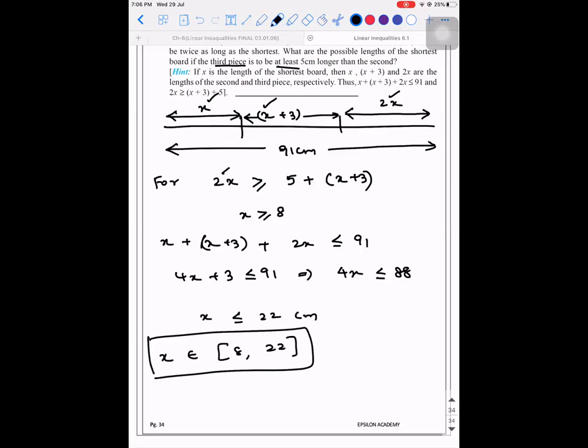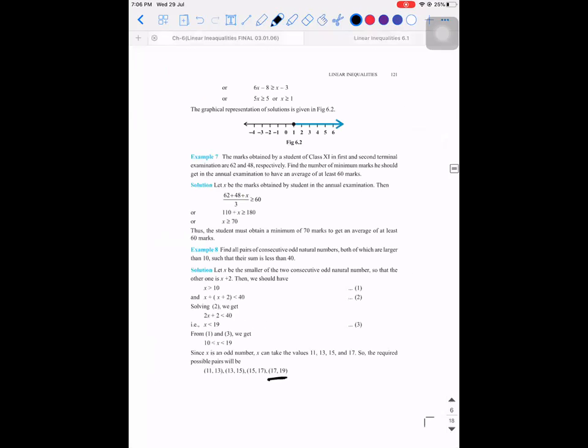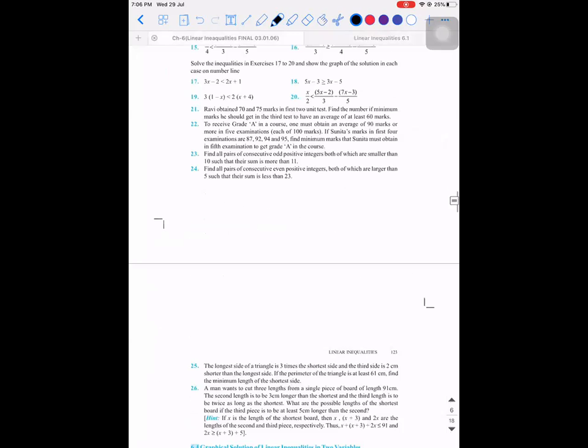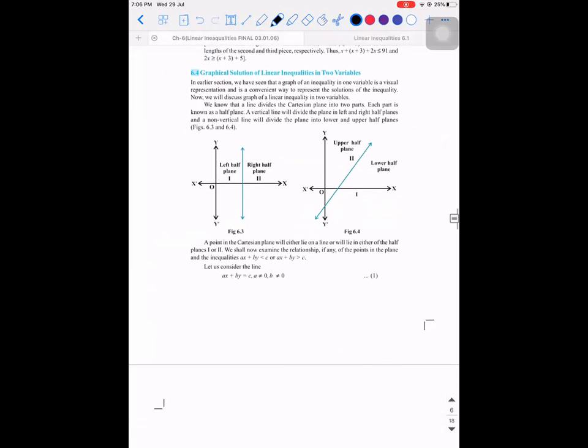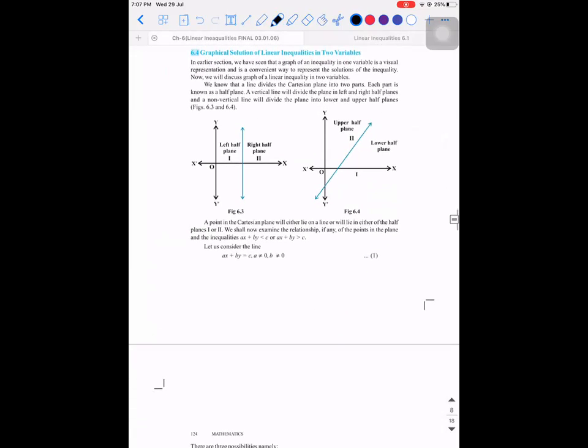Is this clear, guys? Yes, sir. Can I move on to the next exercise? So we are done with the first one. Now what we are going to do is graphical solution of linear inequalities in two variables. That's what we are going to do. So we are going to find the graphical solution of linear inequalities in two variables.